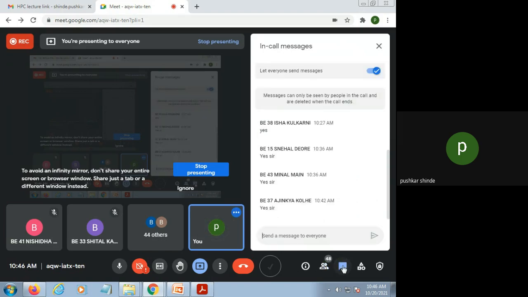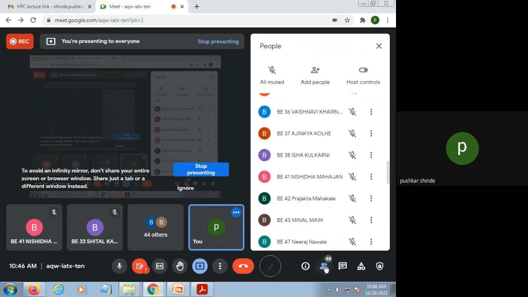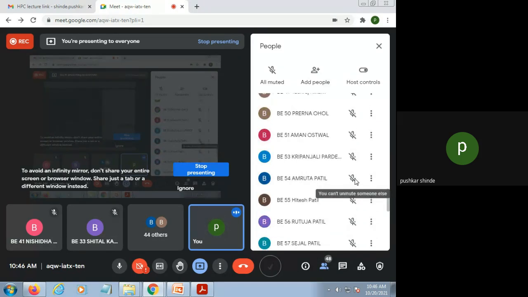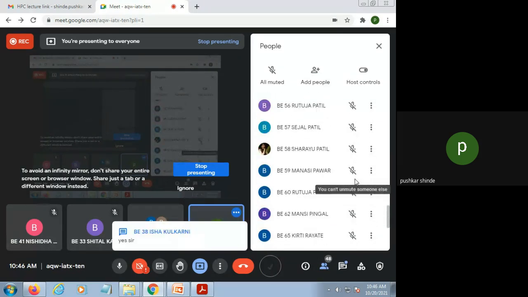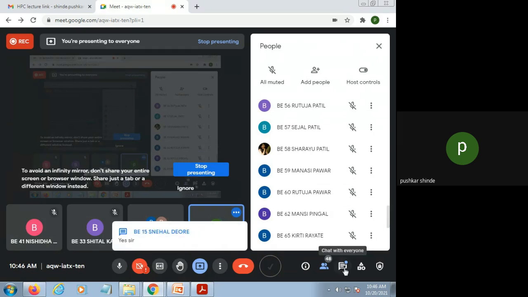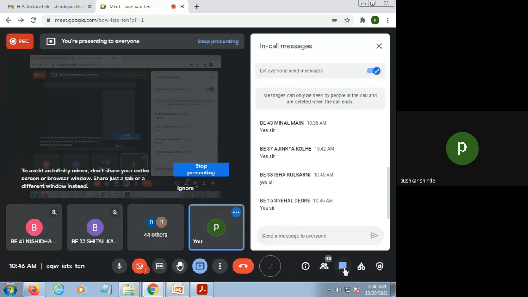Yes, students. Isha, Snehal, Meenal, Ajinkya, Neeraj, Amruta, Rutuja, others also. Yes, getting this, how odd even transposition works? Okay.